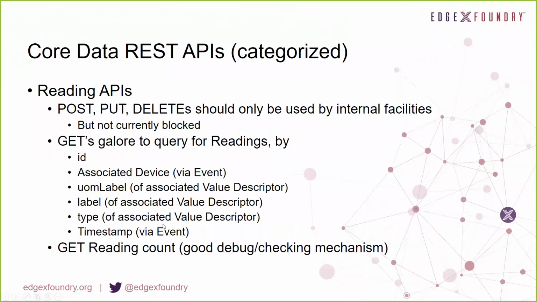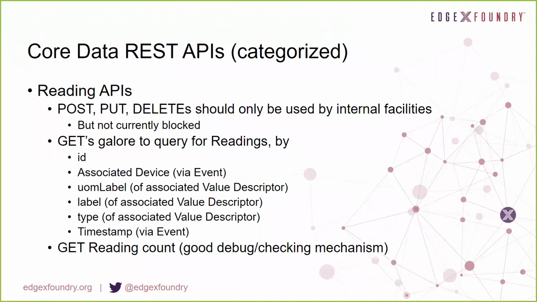We have APIs for readings as well. So again, remember, event has many readings. You could do a post, a put, or a delete, but these are usually APIs, again, used only internally. We don't block them. That's something we might want to consider as we look going forward. What parts of the API should we really not provide access to?